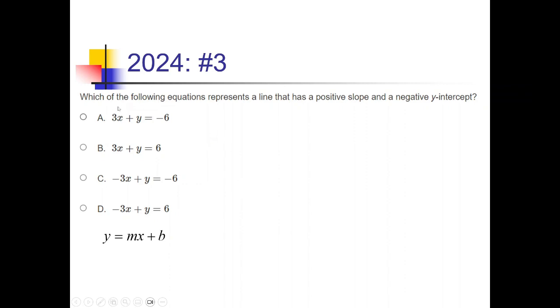So for this first one, if I subtract 3x, that gives me y equals negative 3x minus 6. And from this we see that we have a slope of negative 3, which is a negative number. And then we also have a y-intercept of negative 6. That b value is going to be your y-intercept, so negative 6 is also negative.